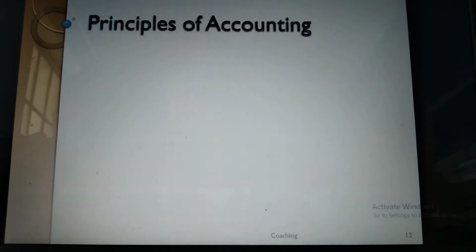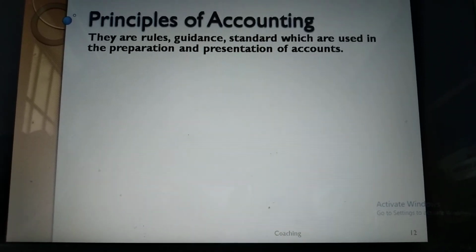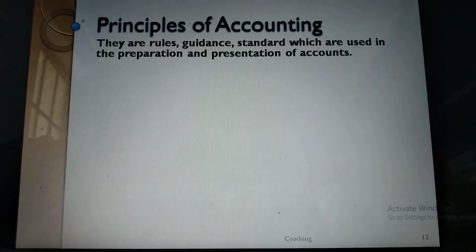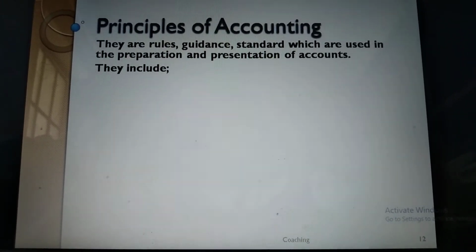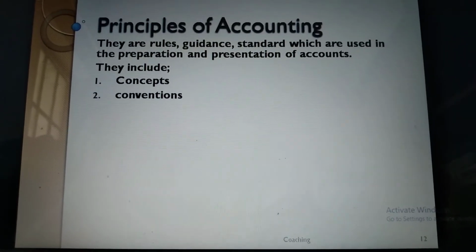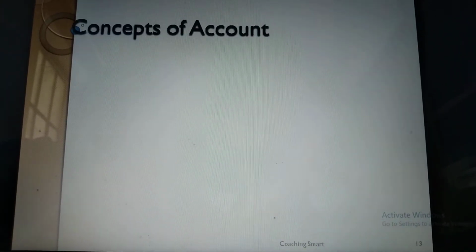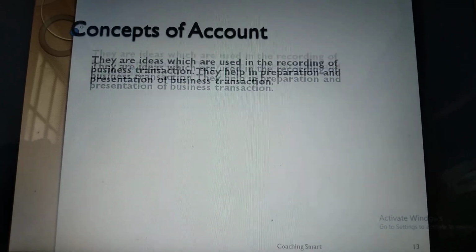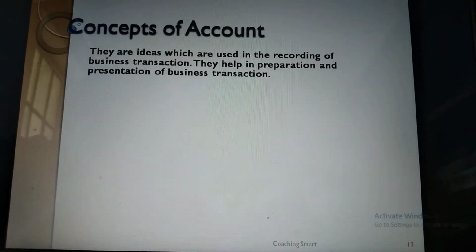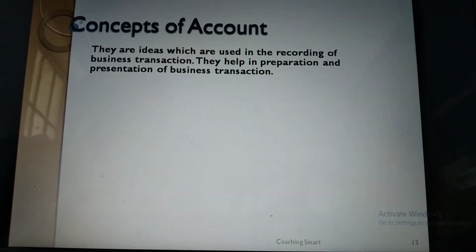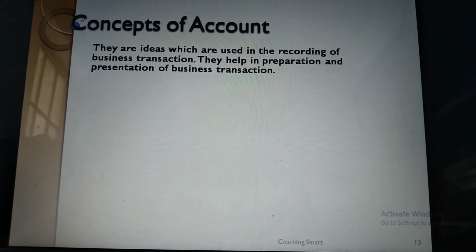Then finally, we come to a very critical area, principles of accounts. Now, what do you mean by principles of accounts? These are rules, guidance, standards, which are used in the preparation and presentation of accounts. They include 1. Concepts, 2. Conventions. Now, concepts of accounts are ideas which are used in the recording of business transactions. They help in the preparation and presentation of business transactions.